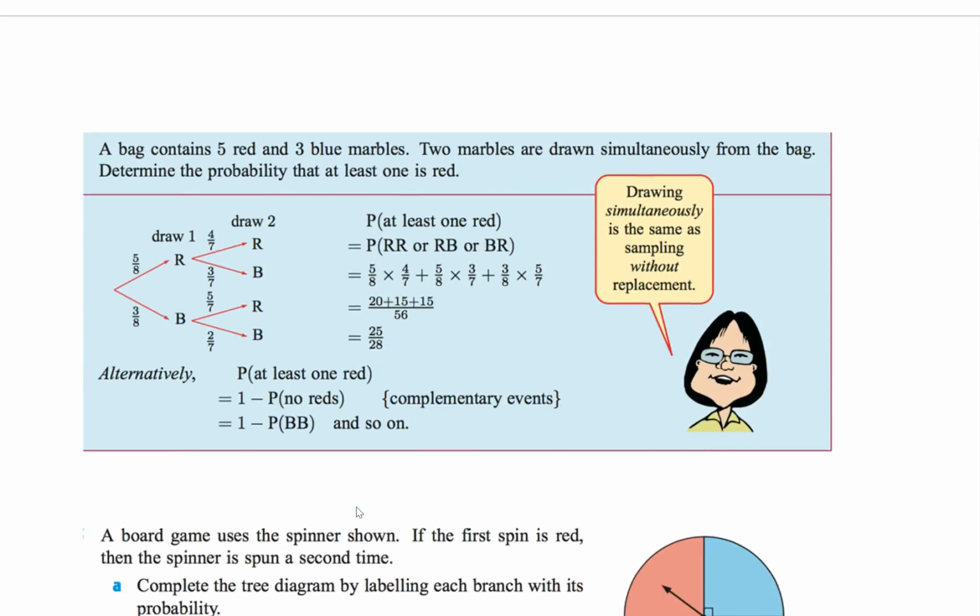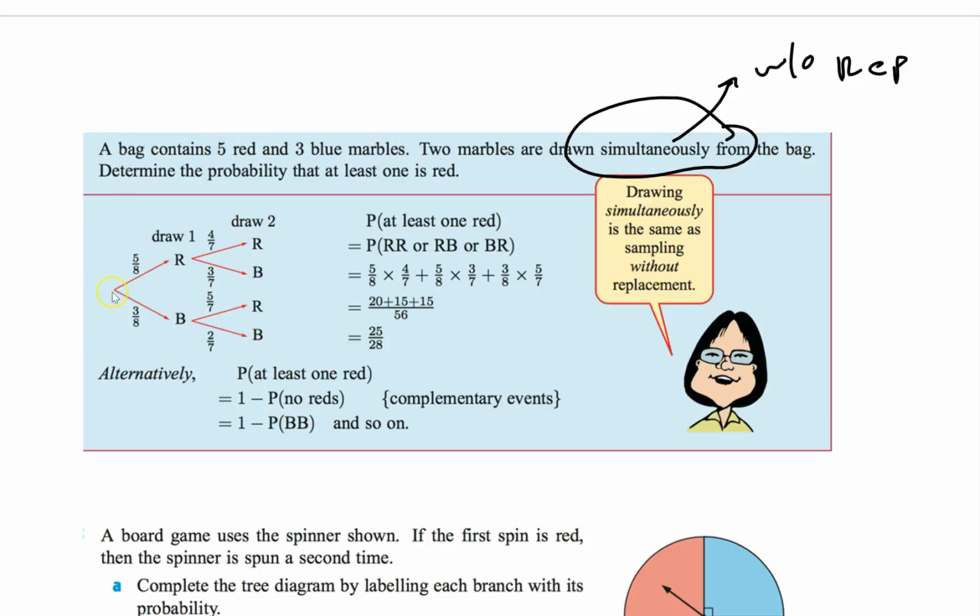I don't want to bother you having me writing, but in this one, the bag contains 5 red, 3 blue marbles. 2 marbles are drawn simultaneously. So again, remember we talked about this before. Simultaneously, when they say that, you're taking at the same time, so it can't be replaced. Simultaneously is automatically without replacement. If you're taking at the same time, you can't change it when you're taking it at the same time. So just keep that in mind, right? Simultaneously is without replacement.